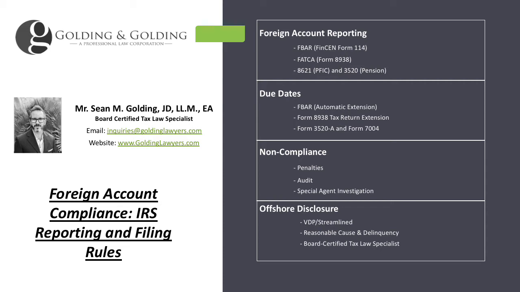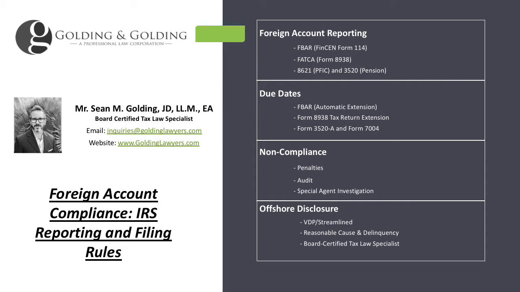The FBAR is the form you hear about the most: foreign bank and financial account reporting, not limited to just foreign bank accounts. It includes financial accounts, pensions, life insurance, investment accounts, etc. You've got the FATCA, Form 8938, Foreign Account Tax Compliance Act. Form 8938 is filed with your tax return. That FBAR that I just mentioned, that's filed separately. Those are your two main forms.